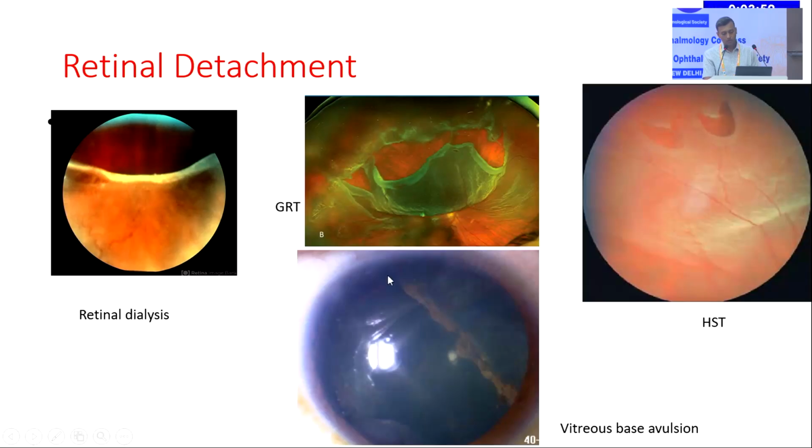Sometimes you can see a brownish band which is straddling across the pupillary area. This is the vitreous base avulsion. So this signifies significant trauma, and again you have to meticulously examine throughout the retina, especially the periphery, to rule out any retinal dialysis or retinal breaks.